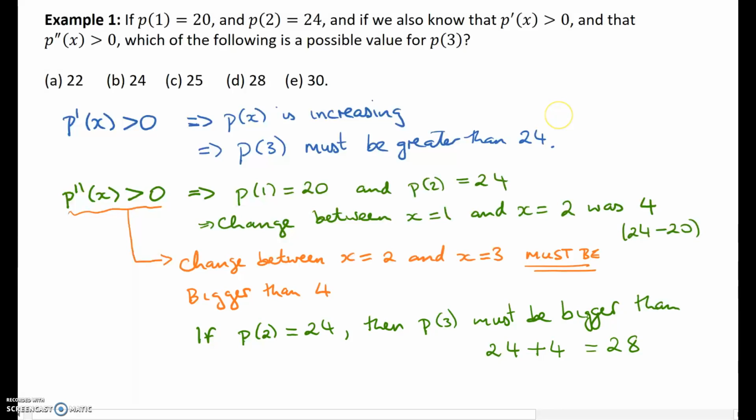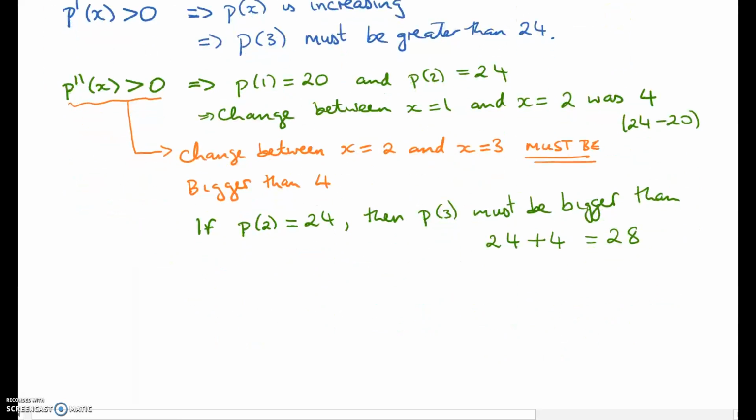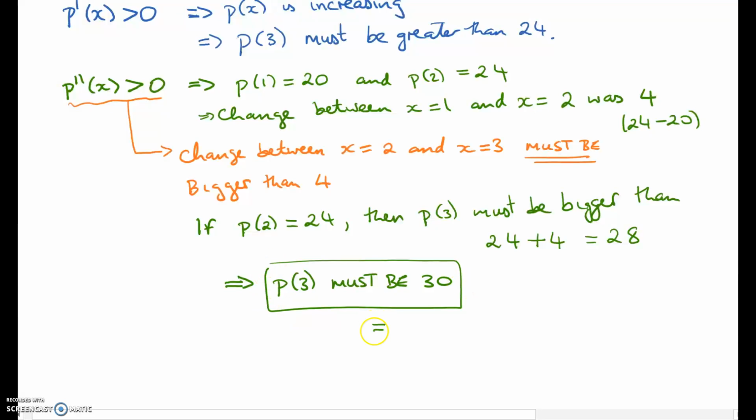So if we look back at the values that we had, 22, 24, 25, 28, 30, there's only one of those values that's bigger than 28, and that is a value of 30. So of the values that we're allowed to choose from, P of 3 must be 30. So your answer was E.